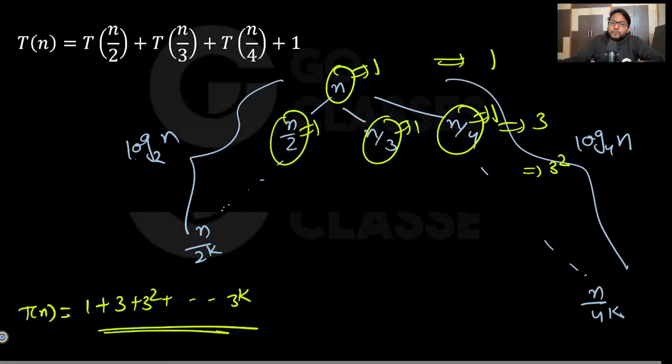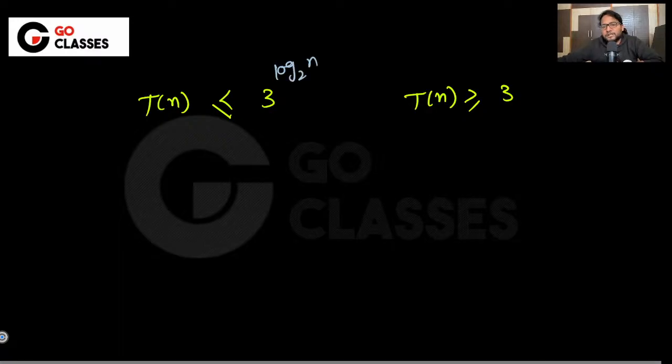Now for the left branch, what is this k? Ultimately this will be theta of 3 power k, because this is an increasing GP. Since it is an increasing GP, you don't need to worry about it. So this is the answer, right? But let me just write 3 power k. But now the k here is log base 2 n and here it is log base 4 n. So from the left branch you are getting lesser than or equal to 3 power k, and here you are getting 3 power k. And the value of k is basically log base 2 n, here log base 4 n.